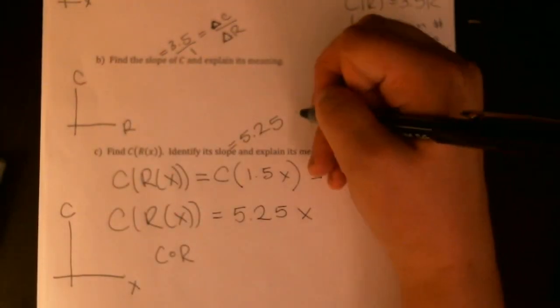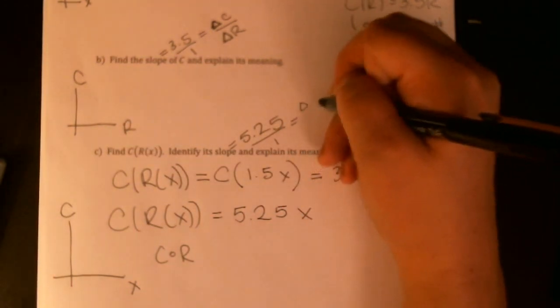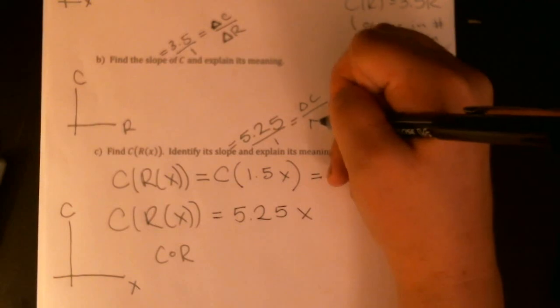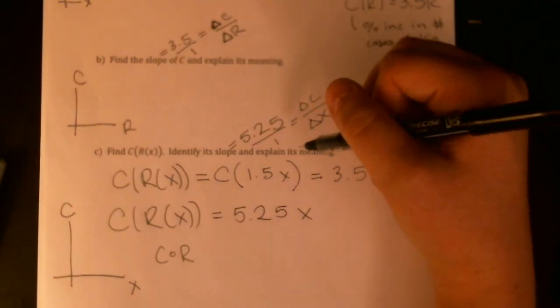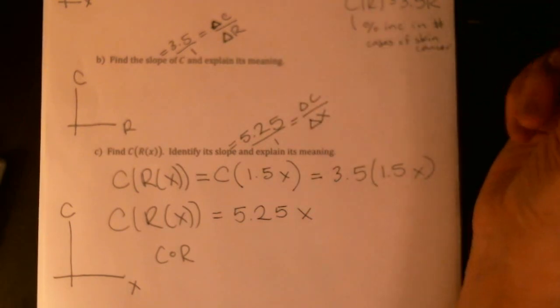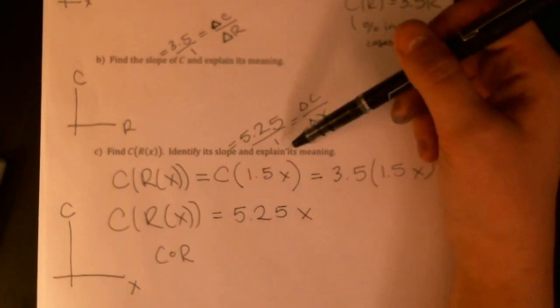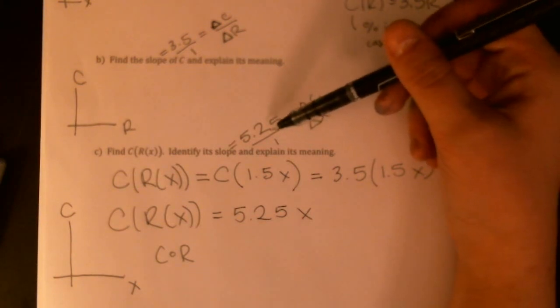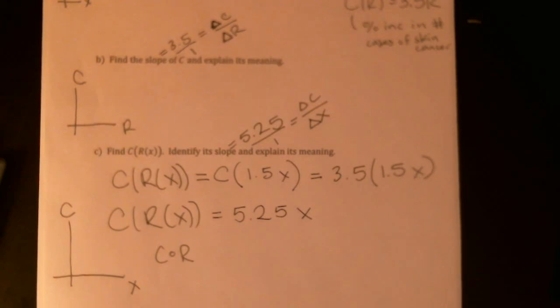So if we take that slope of 5.25, that would be a change in C over a change in X, which means that the slope is telling us that if the thickness of the ozone layer decreases by 1%, the number of cases of skin cancer is expected to increase by 5.25%. All right, thanks for watching.